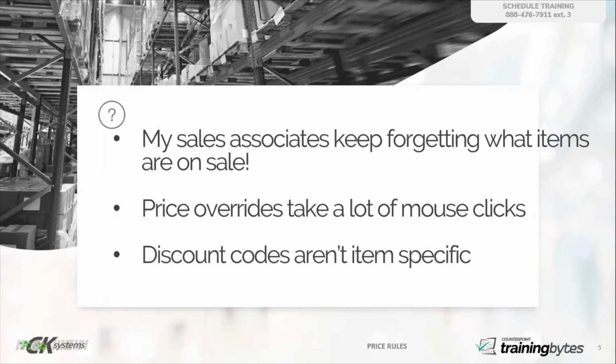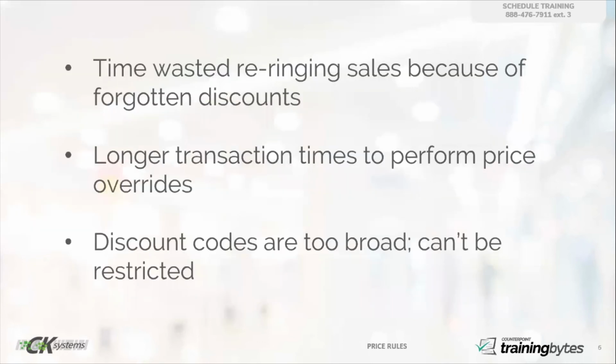The other problem with price overrides and transaction discounts is they aren't item specific. You can literally do a price override on almost anything in your inventory, and the same with transaction discounts. So time gets wasted re-ringing sales because maybe your people forgot to apply a discount to items that you were promoting that were on sale. It takes longer transaction times to perform price overrides. And if you do use discount codes for transaction discounts, they're way too broad. They can't be restricted for certain items, just dollar amount ceilings.